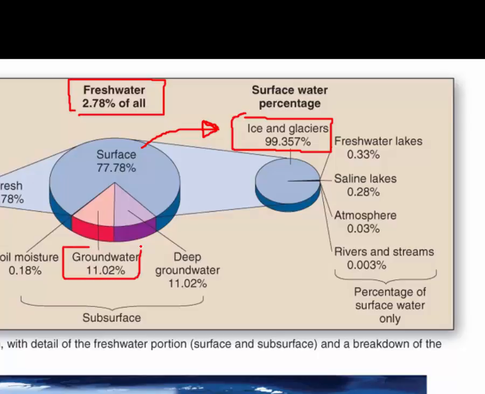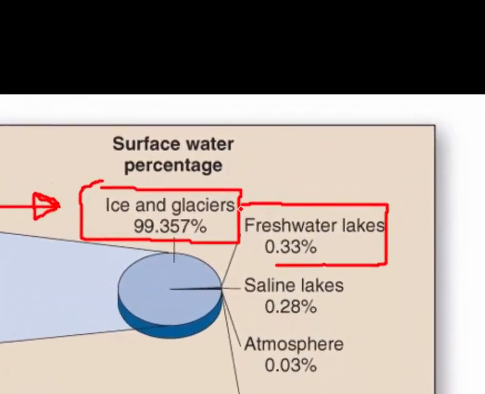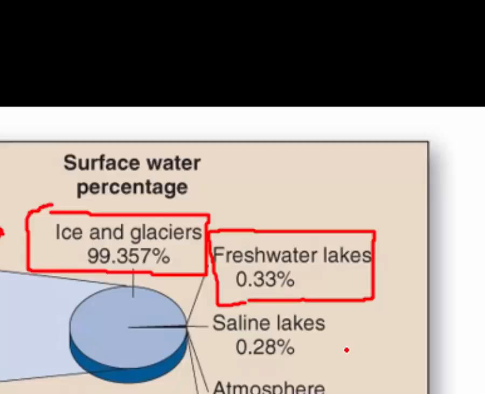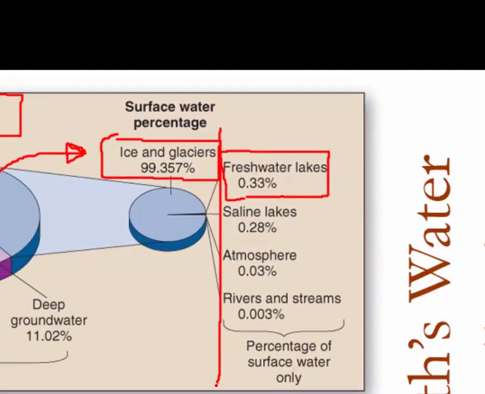11% is the most important one, this groundwater that we can actually get to, and trace amounts are held in the soil itself. So of this water that's on the surface that remains, what's insanely small in my mind, but true, is how much of it is captured in freshwater lakes. That's 0.33%. That's not 33%. 99% of it is in ice and glaciers. Just this last 1% is in all of the lakes and rivers and the atmosphere.